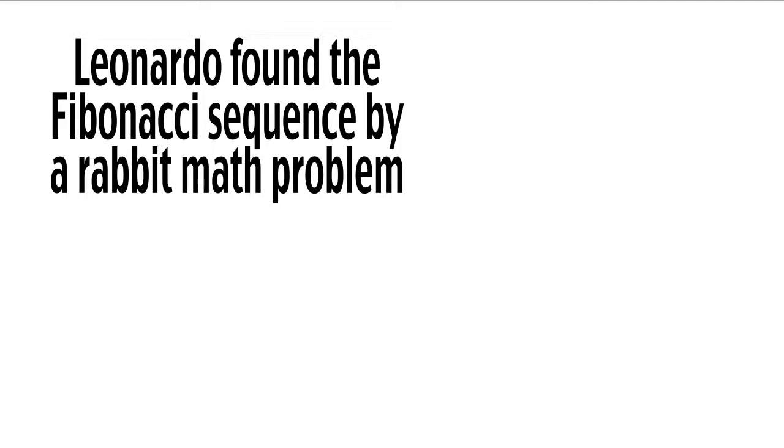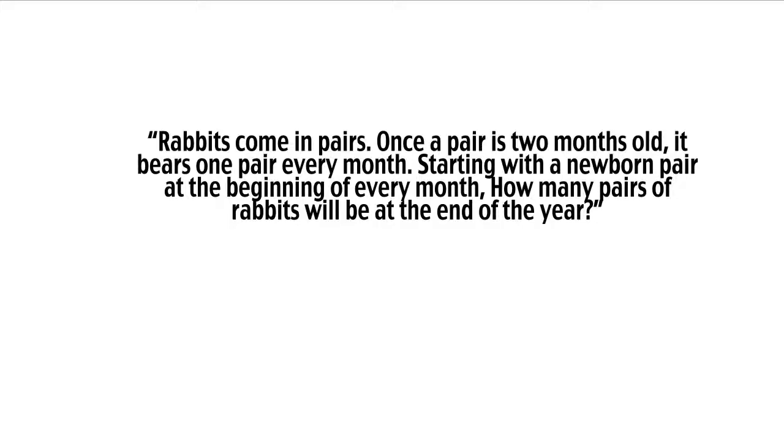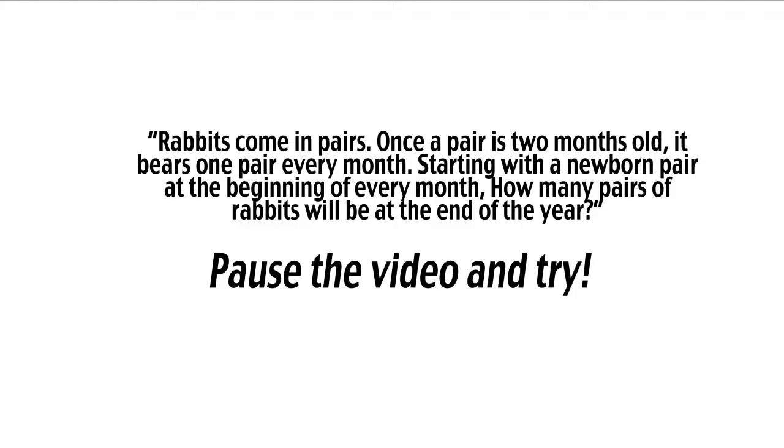Leonardo found a math concept called the Fibonacci sequence when dealing with a problem that included rabbits. The problem went like this. Rabbits come in pairs. Once a pair has reached the age of 2 months, it bears one pair every month, starting with a newborn pair. At the beginning of every month, how many pairs of rabbits will there be at the end of the year?